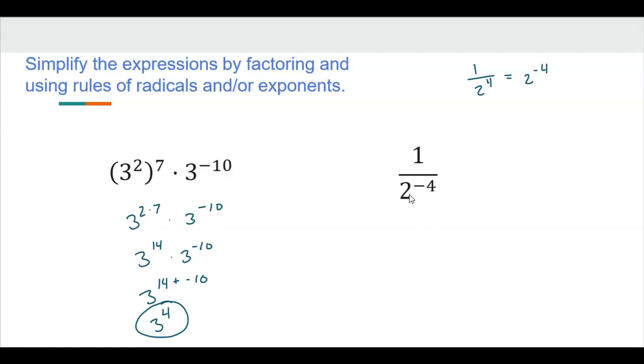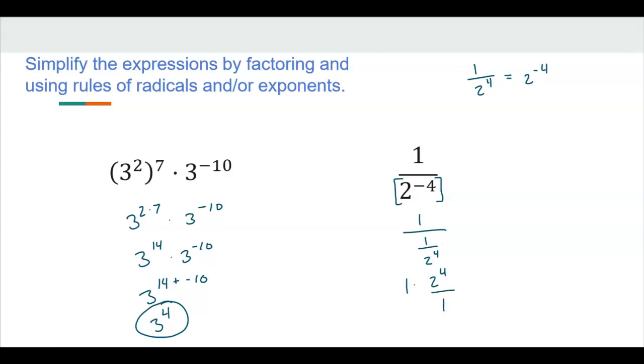Well, one way we can look at this is say 2 to the negative 4th is going to be 1 over 2 to the 4th. So all of that goes into the denominator. We get 1 over 1 over 2 to the 4th. We've got a fraction in a fraction. But we have a rule when we have fractions in fractions that says we can take the denominator and flip it upside down, then multiply. So this is going to be the same thing as 1 times, flip the denominator upside down, 2 to the 4th over 1.